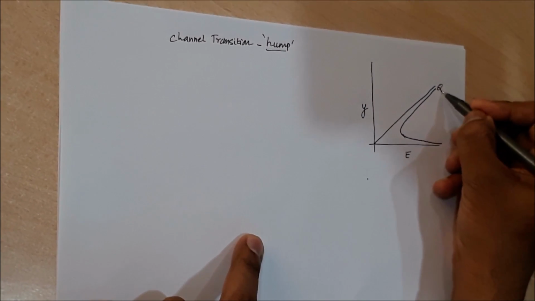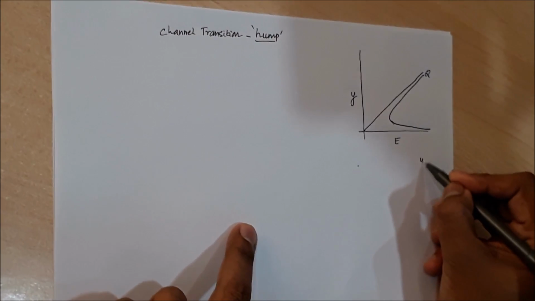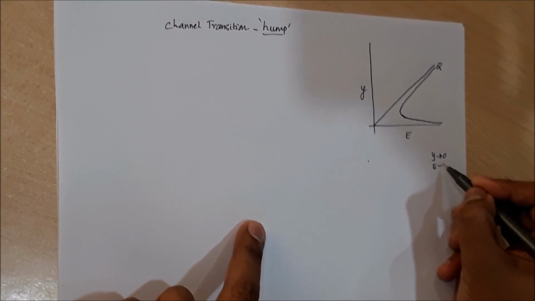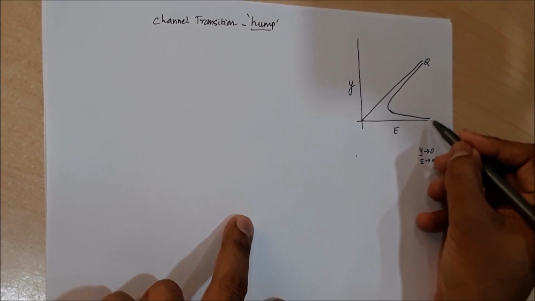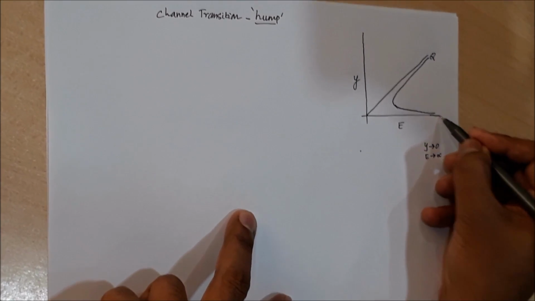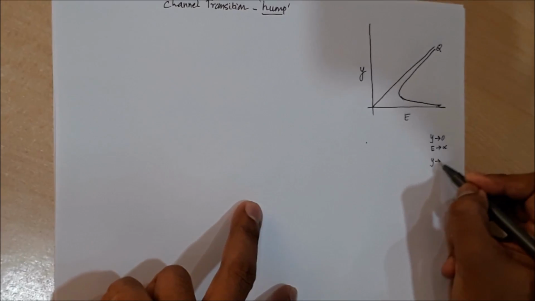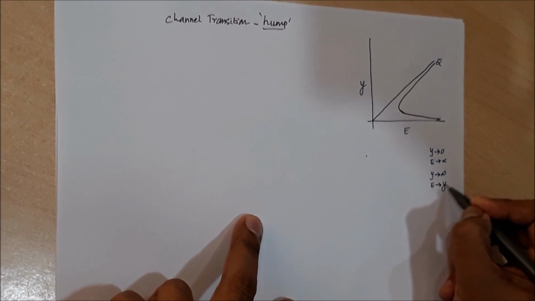So for a given Q, as y tends to be very small, the specific energy becomes infinity, or this curve joins the specific energy axis in an asymptotic way. And when y tends to a very large value, the specific energy tends to equal y.